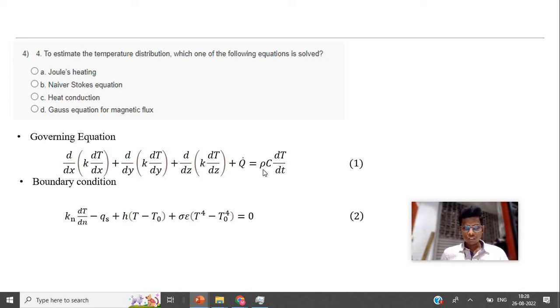Here, rho is the density, C is the specific heat, Q dot is the heat generation, K is the thermal conductivity, and T is the temperature. This is the first equation. How it is related to welding, I will explain with the boundary condition for this equation, which is given by these two, equation 2.